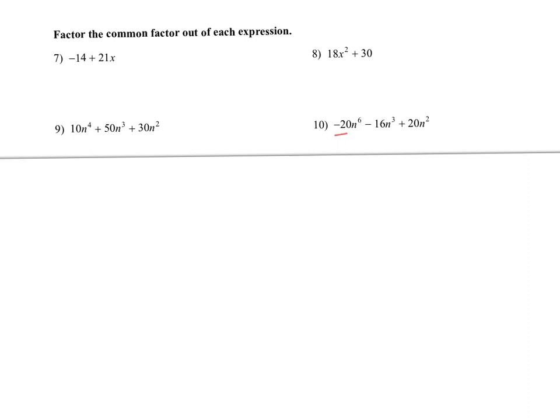I got to think of the biggest number that all of these divide by, and that would be 4. But in this case, actually, I also want to take out n to the second power. Since all of these I can take out n to the second power, you kind of always do the smallest exponent if you're going to take out a variable. So if I do negative 20 divided by 4, that gives me negative 5. And then for the exponents, I am technically dividing them, but that means subtracting the exponents. So that's going to be n to the fourth.